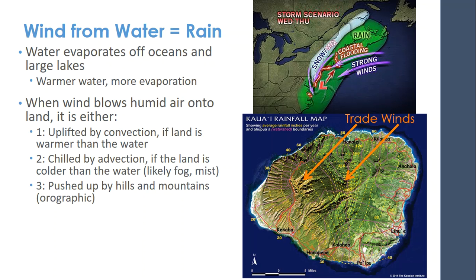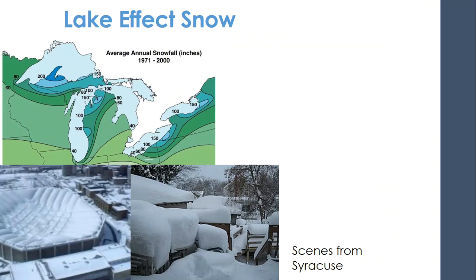It can also be pushed up by hills and mountains, so that orographic lifting that we were talking about before. And so this is from Syracuse, New York, where you get this lake effect snow. Syracuse, New York is right near the Great Lakes. This is the dome of their athletic complex that actually collapsed under the weight of the snow.